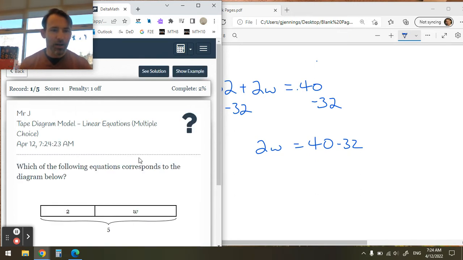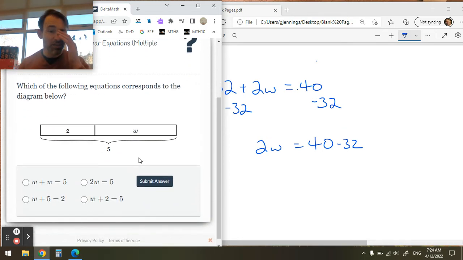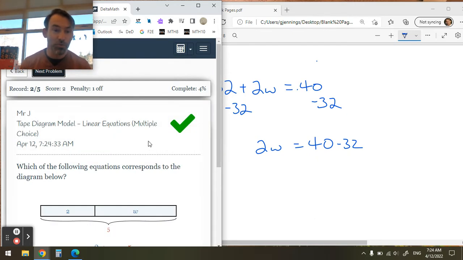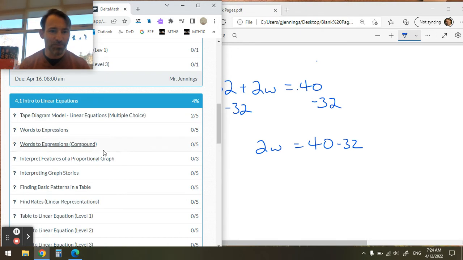One more. Here we have 2 plus W equals 5. So here is W plus 2 equals 5. So that one is correct. And this is how you can think about these problems. It's a good way also to visualize these types of problems when you encounter them in other forms. So now let's take a look at words to expressions.